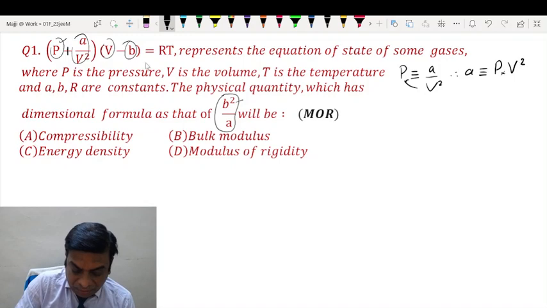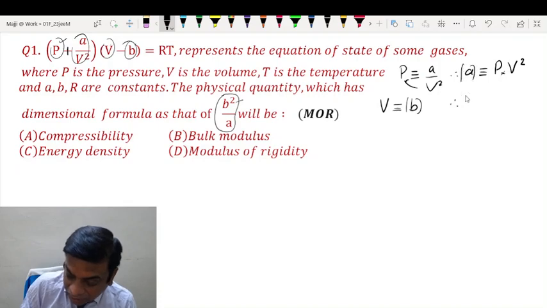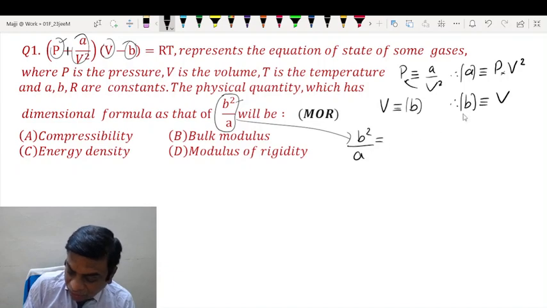Similarly, you can see that from volume, B is deducted. So volume should be dimensionally equivalent to B. Therefore, the dimension formula of B must be equivalent to that of volume. Now we have to find out B square by A. B square means volume square, and A is P into V square, so that is 1 by P.